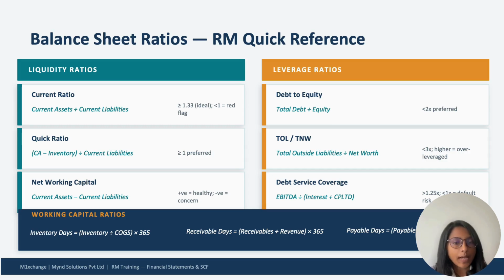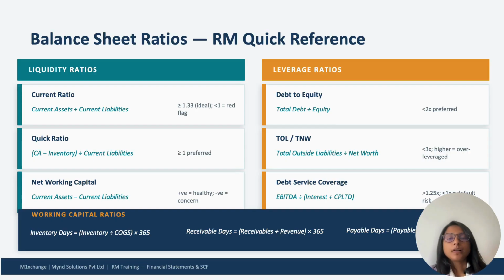Next is my net working capital, which is your current assets minus current liabilities. Again, it is similar to the current ratio, right? So if my net working capital is positive, it is good. If it is negative, that is, my current ratio is less than 1, it's a concern.